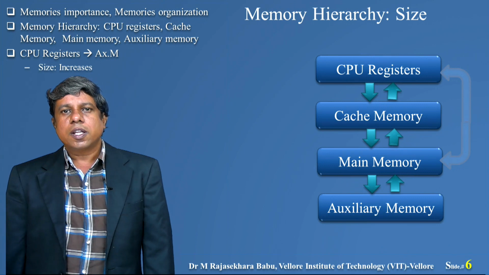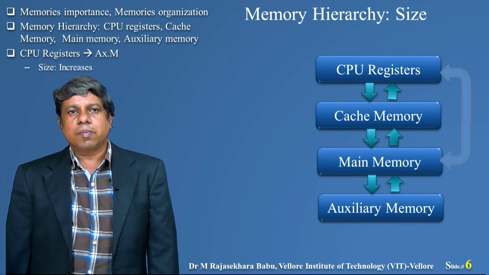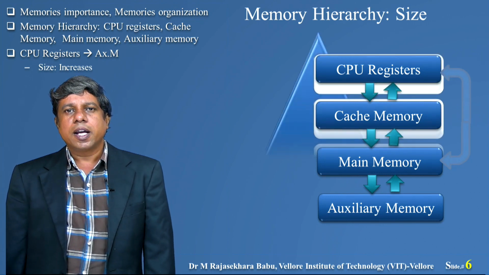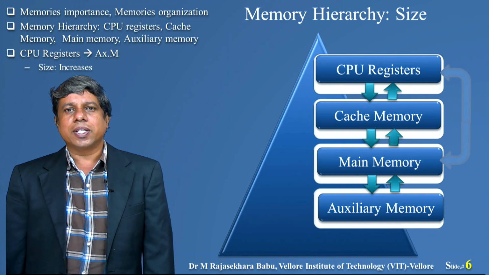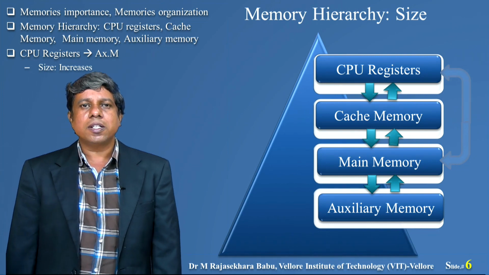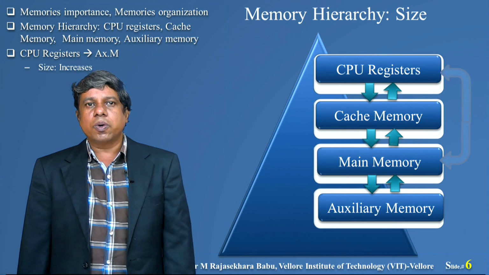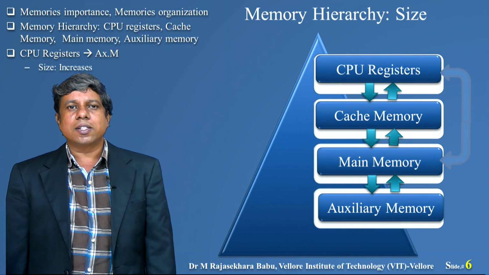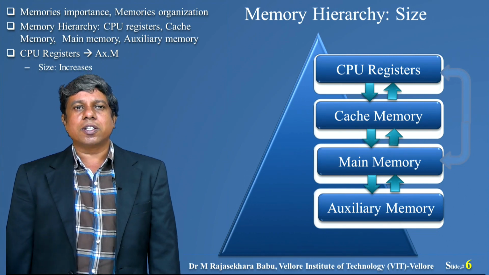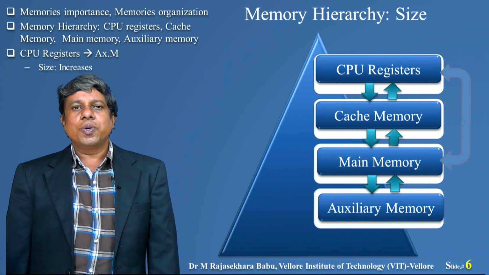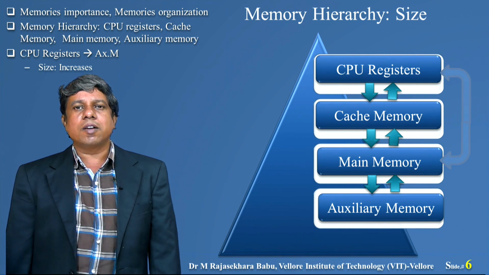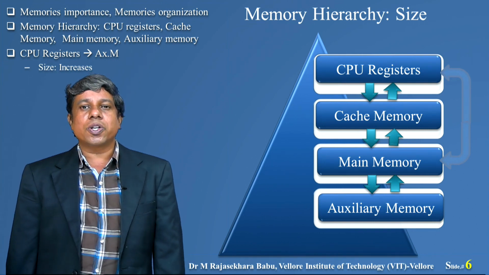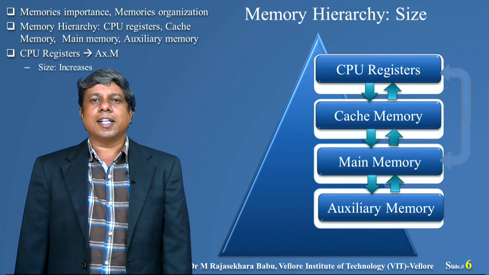So when the size of these memories in the memory hierarchy is increased from the CPU register to the auxiliary memory. Other way around, you may be asked a question: how does the size vary from the auxiliary memory to the CPU registers in the memory hierarchy? Then when you refer from the auxiliary memory to the CPU registers, you have to write that the size decreases. But if you refer from the CPU register to the auxiliary memory, the size increases.